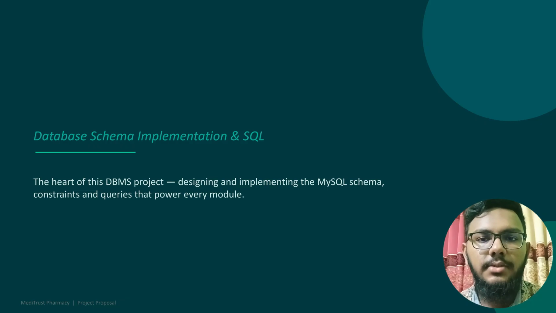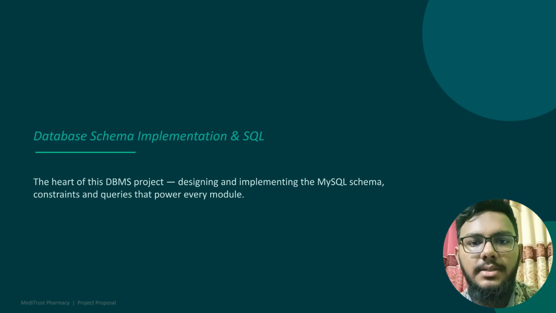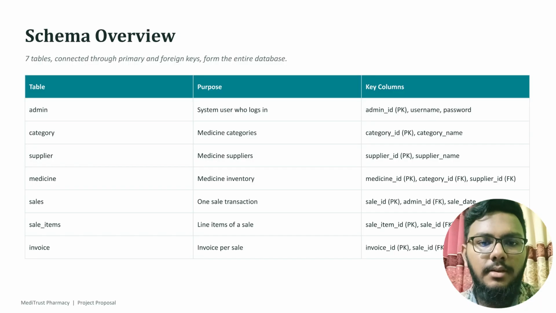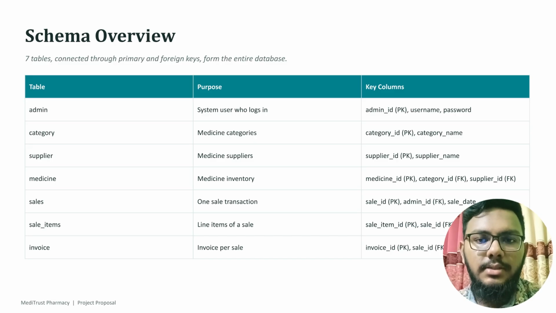We also used SQL queries to perform different operations like inserting new records, updating existing data, searching for medicines, and generating reports. The database schema is the backbone of our project because it allows every feature to work correctly and efficiently. So here you can see the overall database structure. Our project contains 7 tables and each table has a specific purpose.